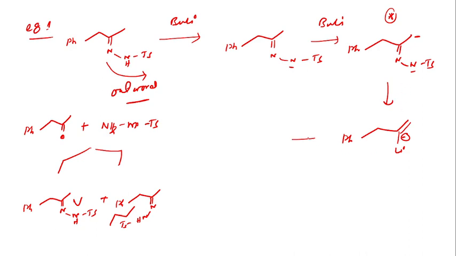Now if you treat these molecules with D2O, D incorporation will happen here. So this is D pH. So this is the product. Look, we have got the less substituted alkene.